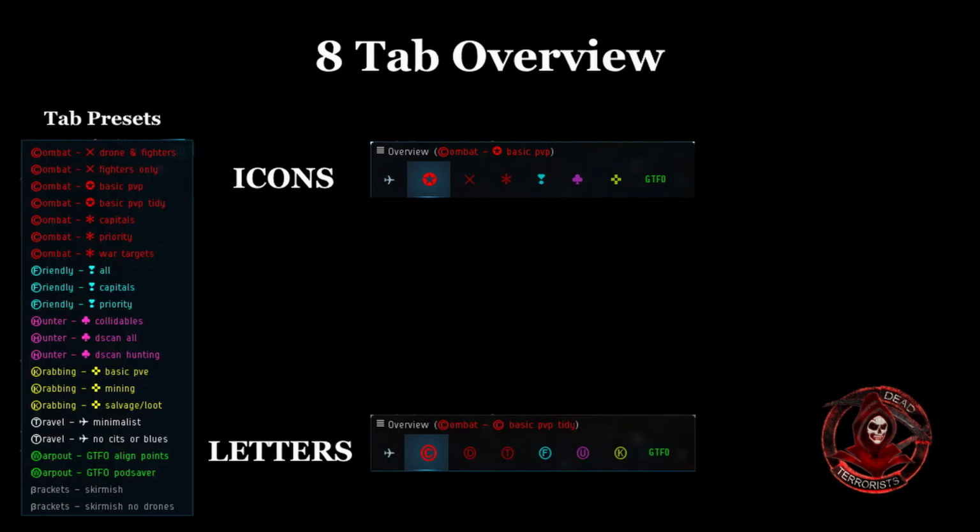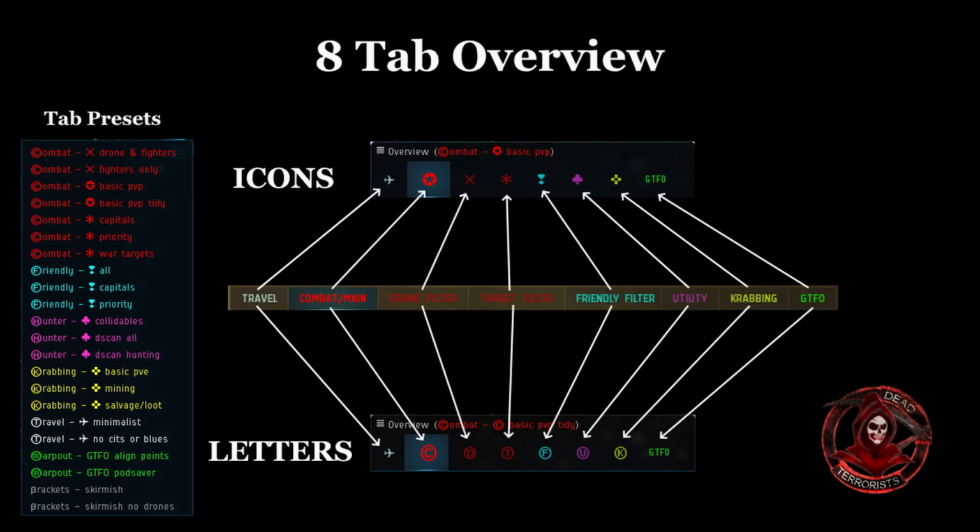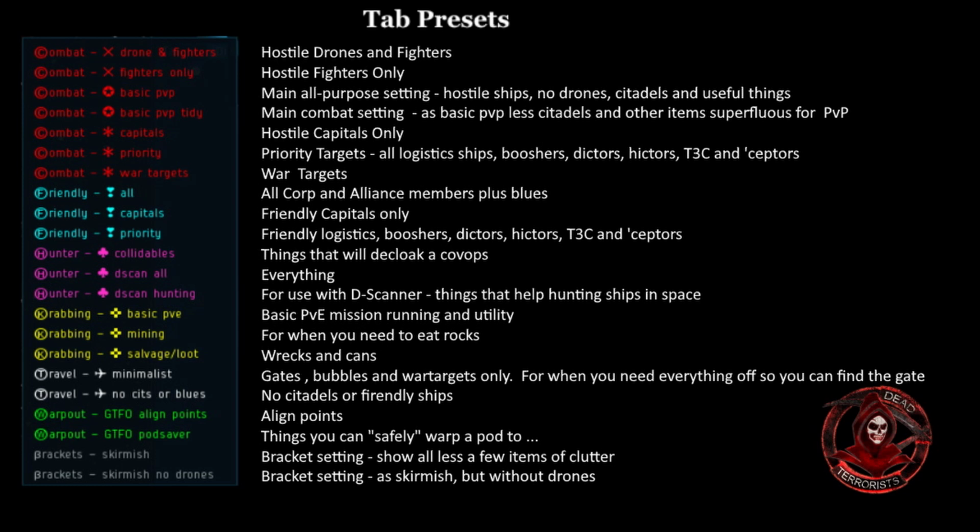It also comes with a relatively small number of coded tab presets, which makes for manageable switching on the fly. Each of the icons or letters has a specific purpose as shown in the diagram. The tab presets are color-coded by category and also have an icon which indicates the tab that I suggest you load them to.